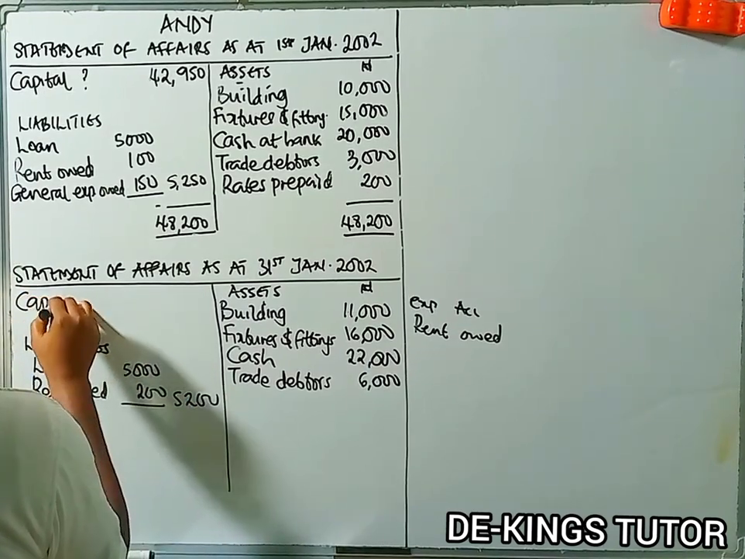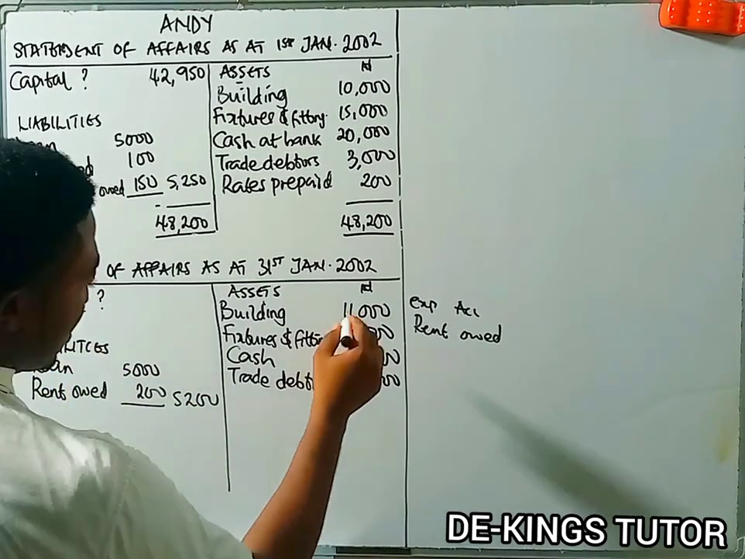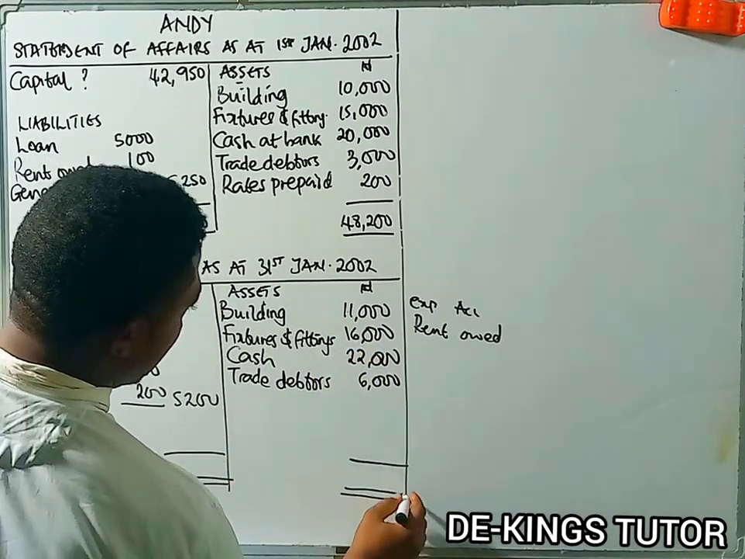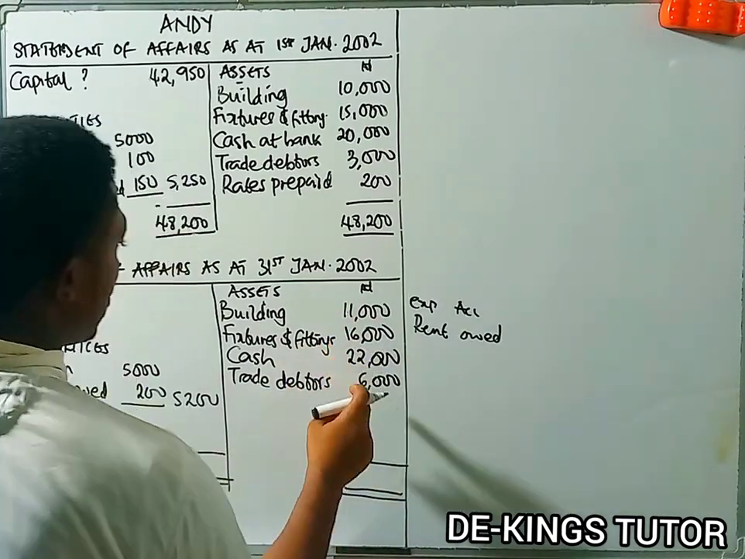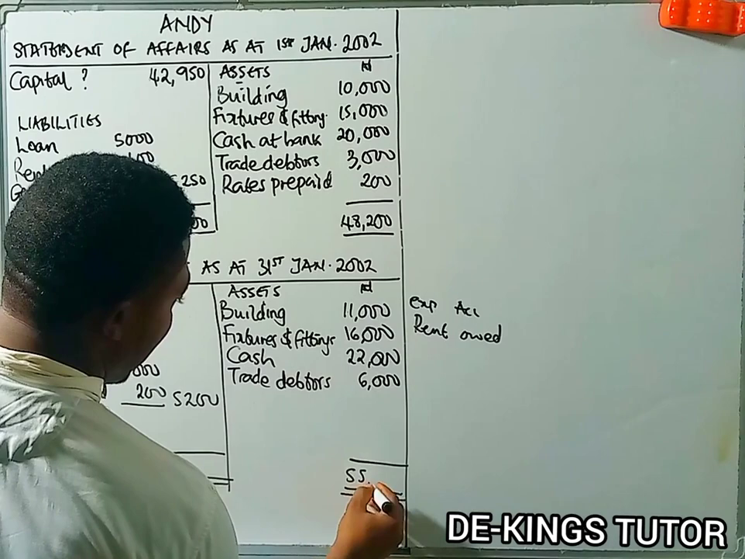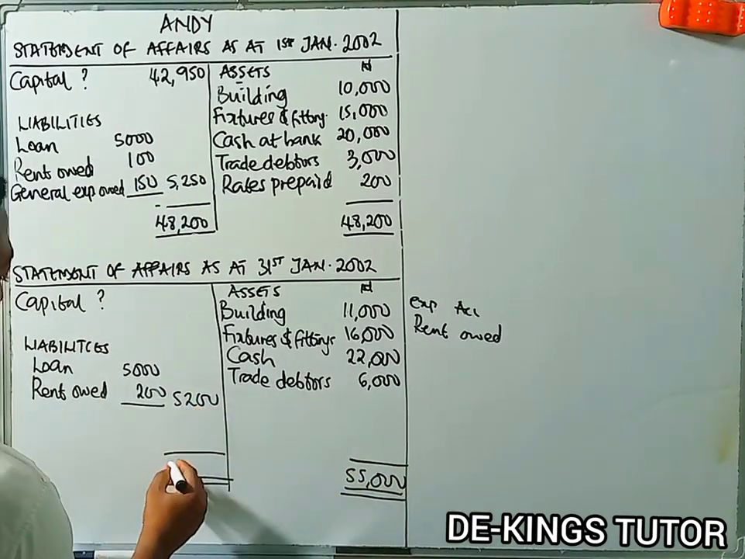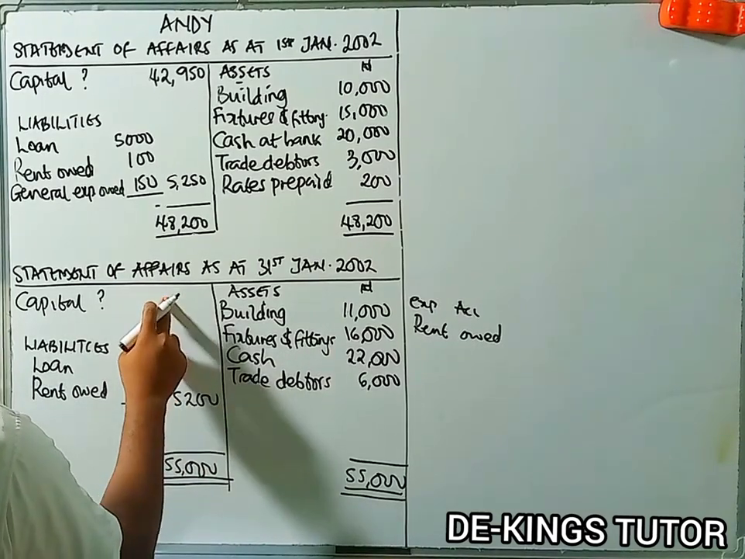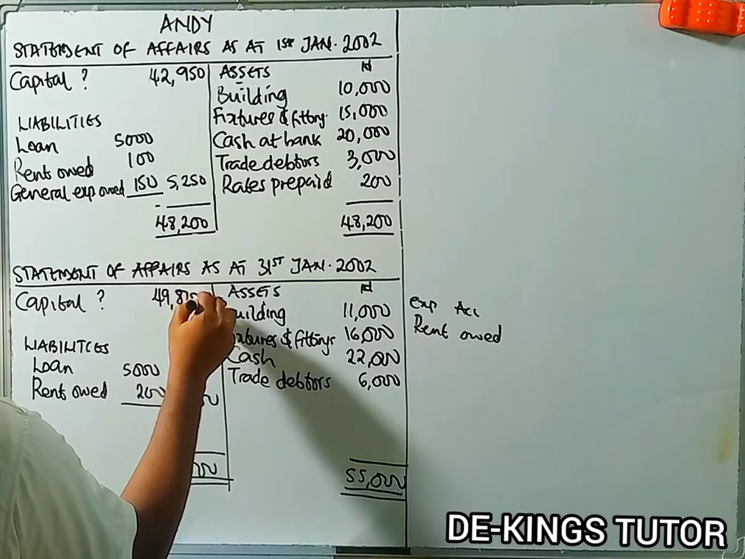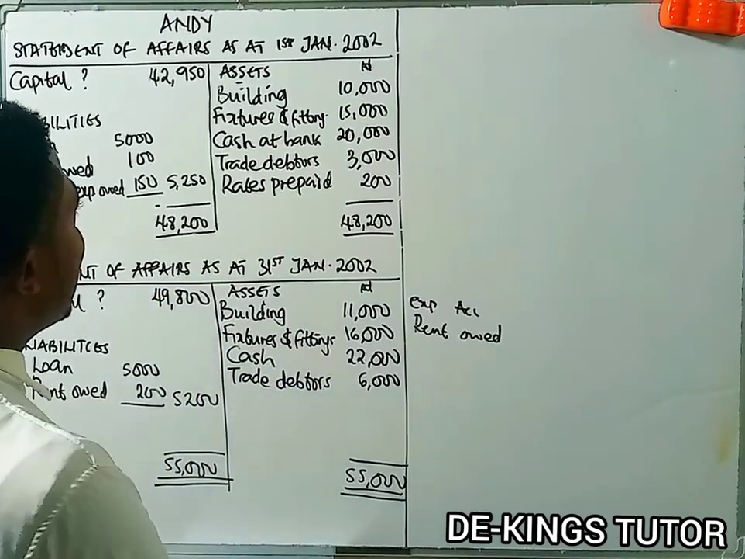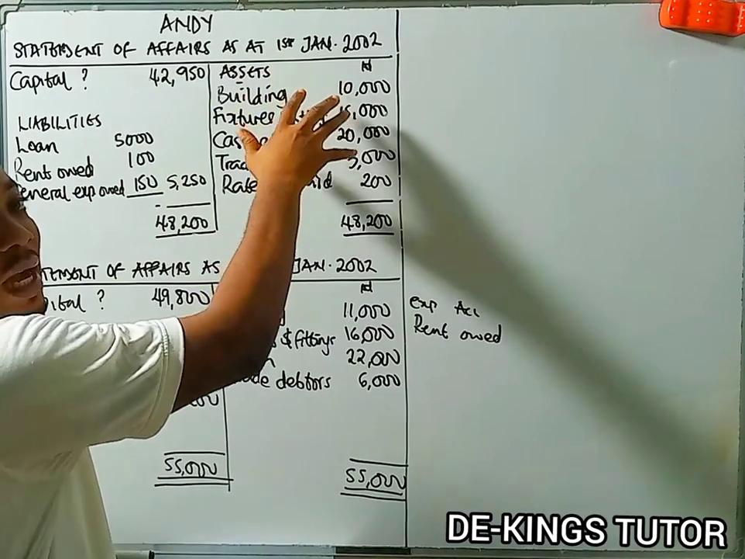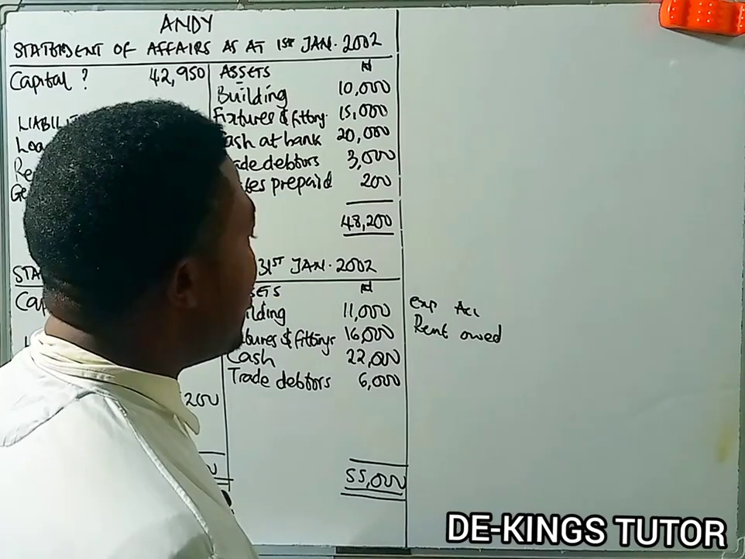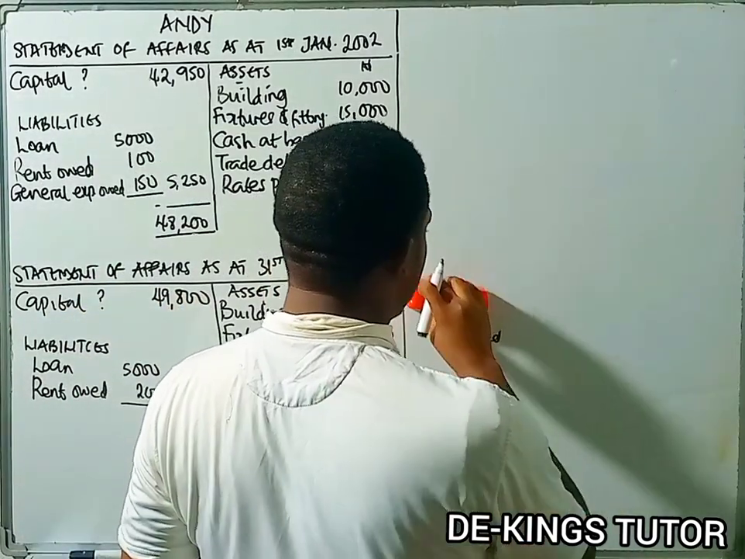Remember, we'll have a capital here to get the closing balance. So 11,000 plus 16,000 plus 22,000 plus 6,000 will give us 55,000. So it's obviously greater than this, and both of them must balance. So for them to balance, 55,000 minus this will give us this. So if we do that, it will give us 49,800. Okay. So now this is our opening capital because it's at the beginning. We use items at the beginning. This is the closing capital. We use items at the end. Okay. So now let's prepare the statement of net profit or loss.